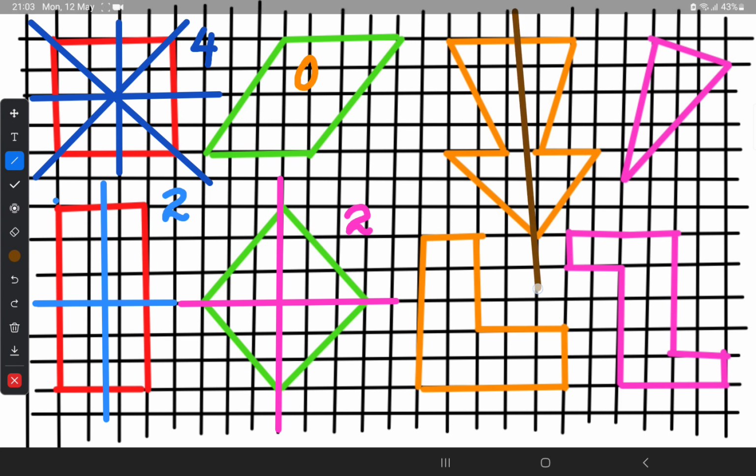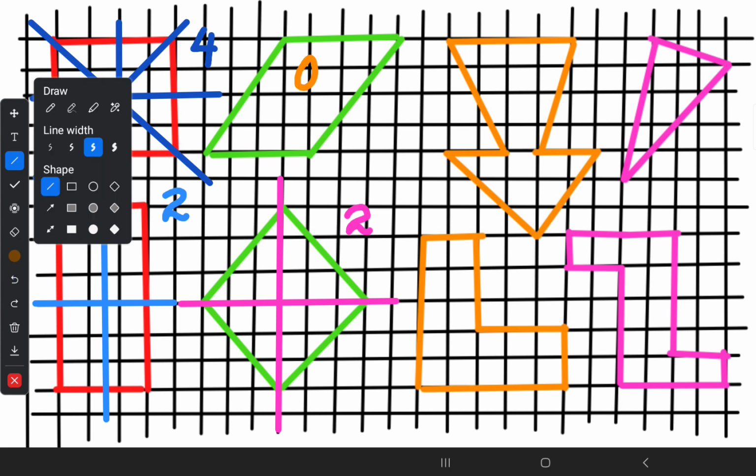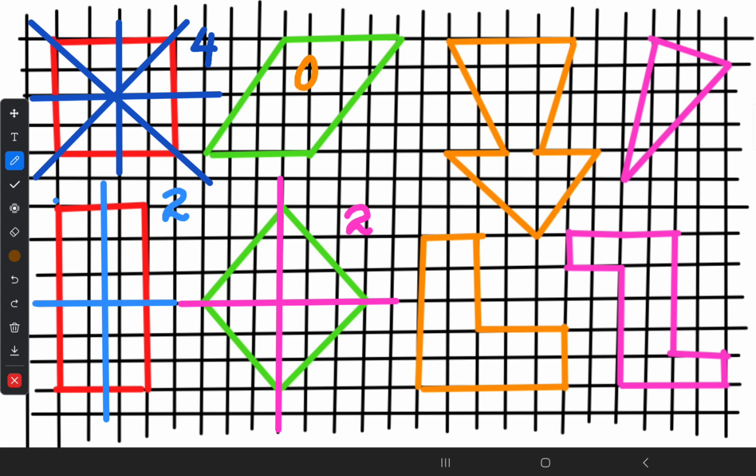Look at this. No, that's also not possible here. So in this shape we do not have any lines of symmetry. It will have zero lines of symmetry. Look at this. If I draw like this, it will not go through the exact vertex of this arrow, so it cannot be a symmetrical line. It has zero lines of symmetry.